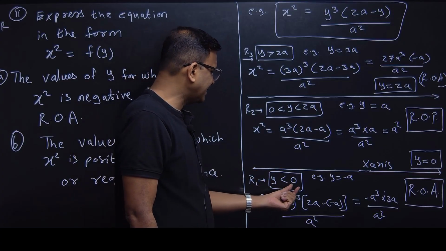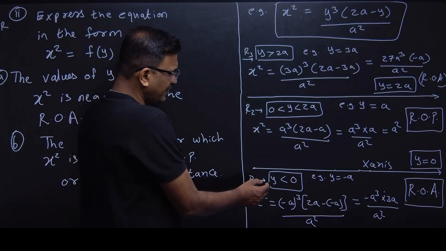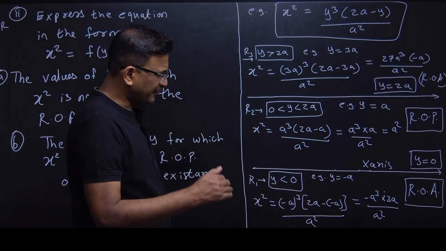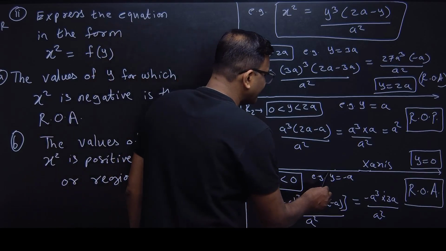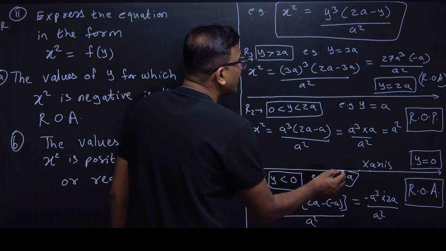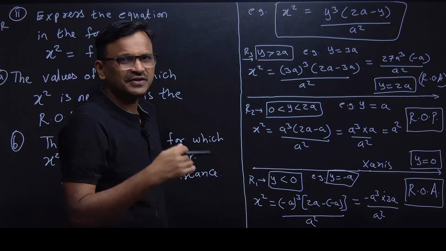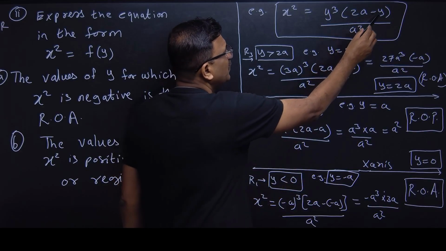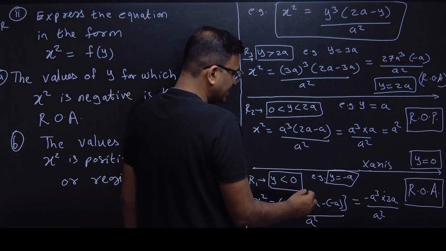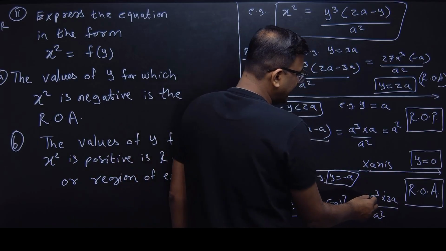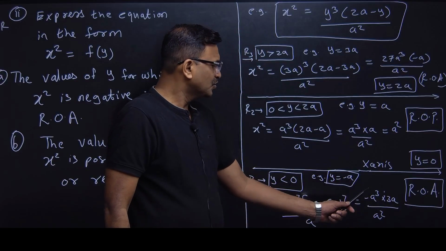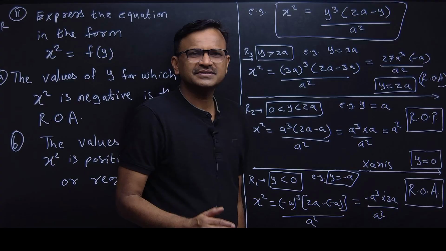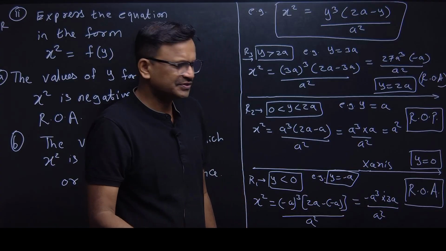Like suppose for y less than 0, if I consider this as the first region R1, y is less than 0, the region below the x-axis, where y will be negative, like y is minus a, minus 2, etc. I have assumed y is equal to minus a. I'll put this value of y in this equation. I'll just check whether x square is positive or negative. So see, if I put y is minus a here, it becomes cube of minus a into bracket 2a minus of minus a. Minus minus will become plus. Simplifying, you will find the numerator becomes negative and the denominator remains positive. So negative upon positive is negative. X square is negative, so it is a region of absence.